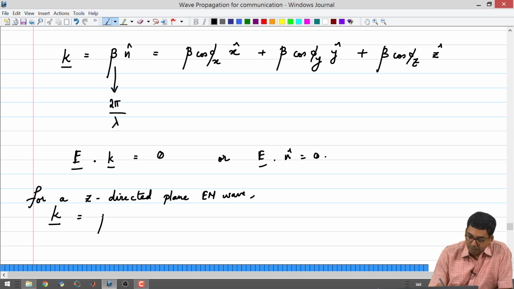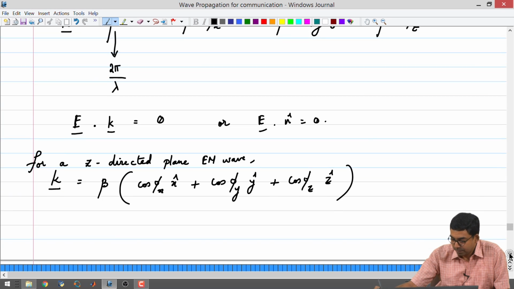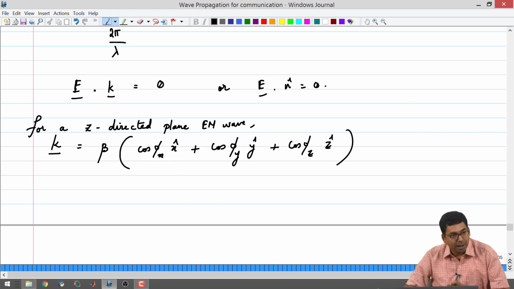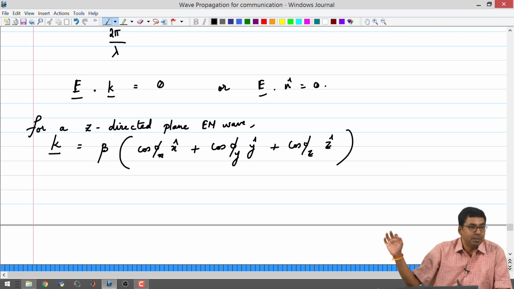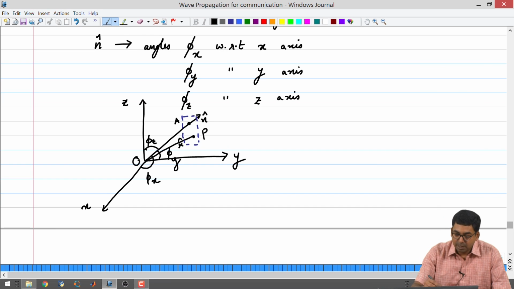I will be taking beta outside, it is just a constant: cos phi x x hat plus cos phi y y hat plus cos phi z z hat. For a z-directed wave, the way you will draw the unit vector n hat is along the z axis. In the diagram that we had before, this n hat will be along the z axis, going up. It will be starting here, going there.